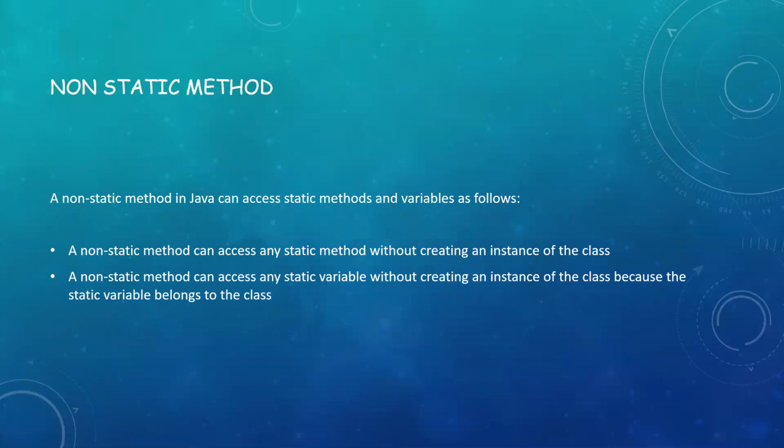Non-static method. A non-static method in Java can access static methods and variables as follows. A non-static method can access any static method without creating an instance of the class. A non-static method can access any static variable without creating an instance of the class because the static variable belongs to the class.